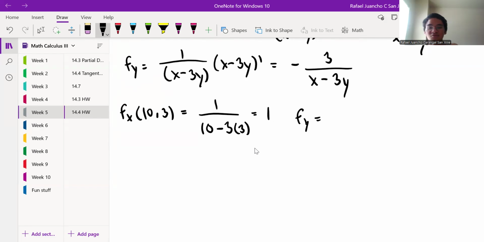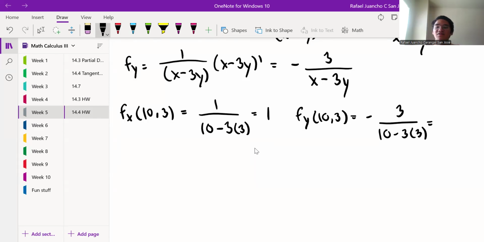My f sub y, on the other hand, will also give me, okay, let me put the full solution. There we go. Negative 3 over 10 minus 3 times 3. Here, this is negative 3 over 1. And so actually, I just get negative 3 here.